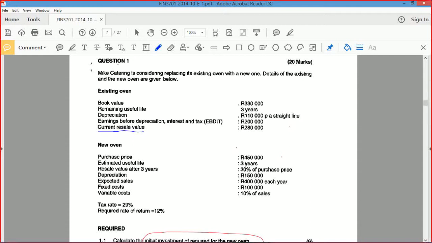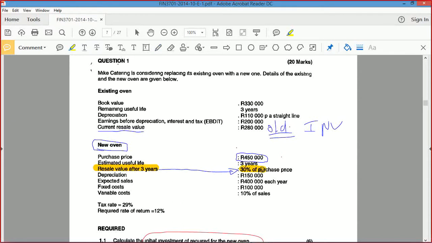Yes. Okay, hold on. Am I looking at the right one? Oh, 450. Yes, this is what I did. Okay, so the existing was the resale, which was the current agreed. That's the old asset that you use in the initial investment, 100%. Then when you look at the new oven, the new oven is going to be the book value at the end of 3 years. The 30%. 30% of purchase price. There we go. That's the right one that we're supposed to be looking at.